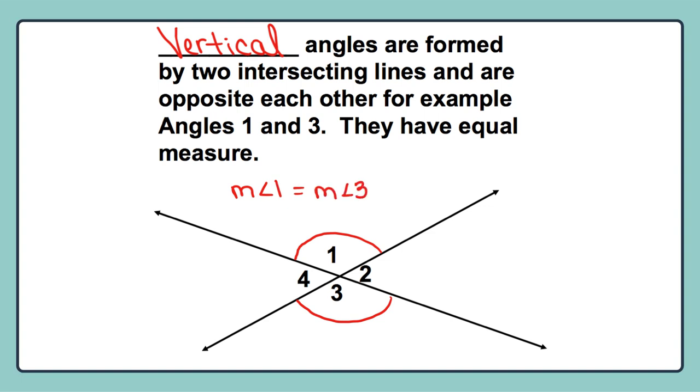In 2 and 4 also. Okay, so then 4 and 2 would be equal? There you go. Good job, you two. 4 and 2 are also across from each other. So they're vertical. So the measure of angle 2 is equal to the measure of angle 4.